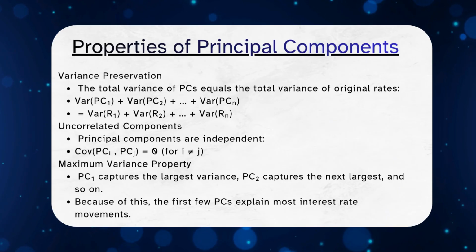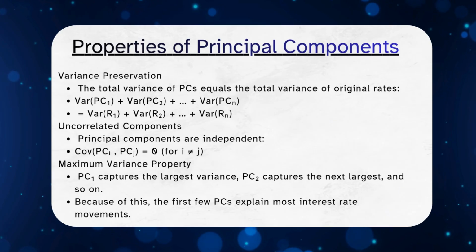Third, the components are ordered by importance. The first component captures the largest amount of variation in interest rates, the second captures the next largest, and so on. Because of this property, the first few principal components explain most of the movements in the yield curve.